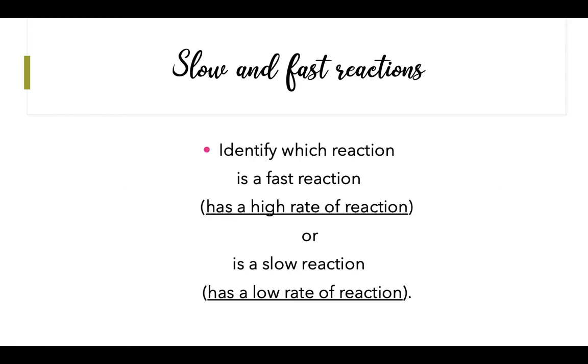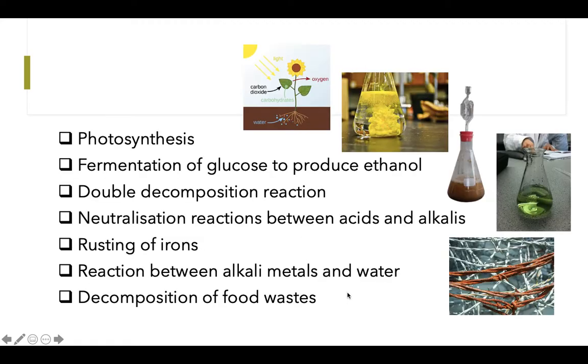Alright, so next we are going to identify which reaction is a fast reaction that has a high rate of reaction, or is it a slow reaction that has a low rate of reaction. Okay, for number 1, the process of photosynthesis, it will take several hours to produce food for the plant, so it is considered a slow reaction.